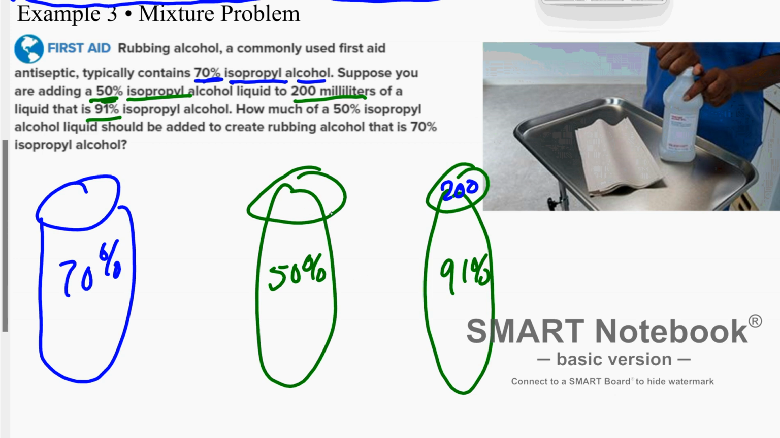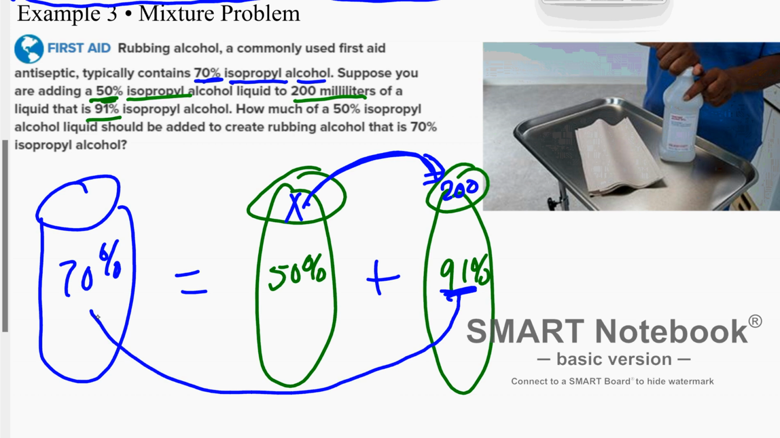And we know we have 200 milliliters of this 91%, but we don't know how much of this one, right? So we want to know how much of this 50% we add into this 91% in order to dilute it. So we're adding this together in order to get to a 70%. We don't know how much we're adding here, so we can put an X there. One way to do it is with this diagram. So we're adding this 50% of so much to this 200 milliliters at 91% in order to drop this 91 down until it comes to 70. So how much of the 50% do we have to add in order to bring that 91% down to 70?